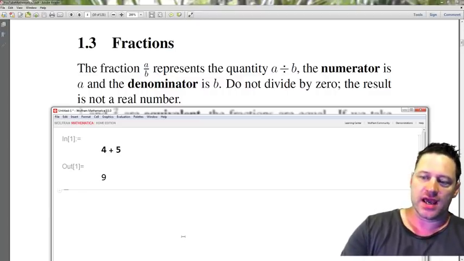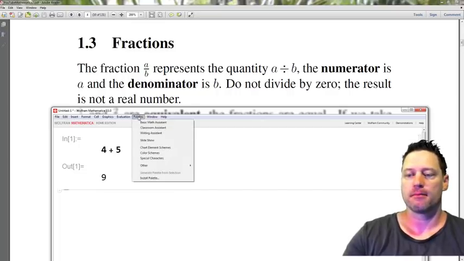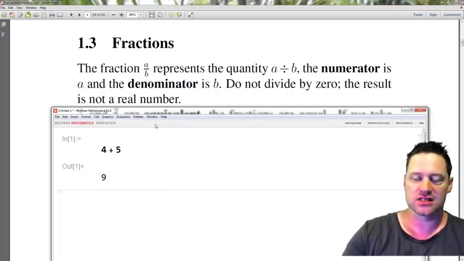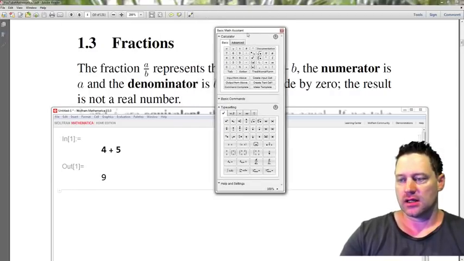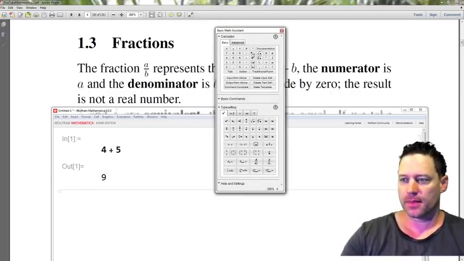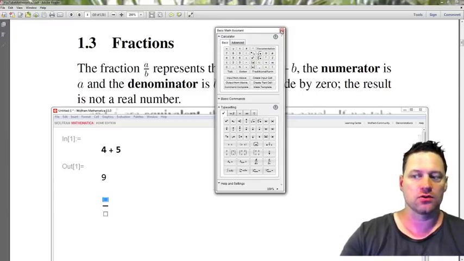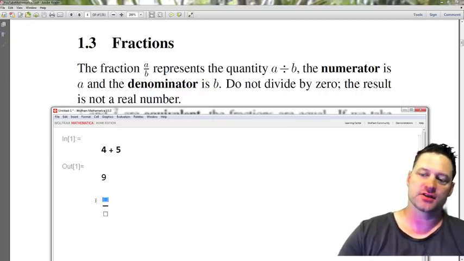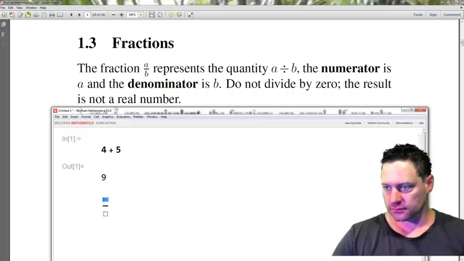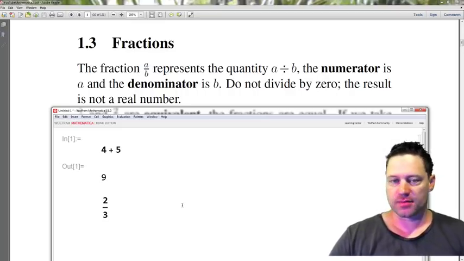Okay, now how do we enter a fraction in Mathematica? So I'll go up to the palettes, Basic Math Assistant, and there's a nice little button up here, right about here. Okay, I'll just press it, and then I can now close the palette. All right, now let's enter a fraction. So how about 2/3? There we go. Now, what if we want to do something with this?